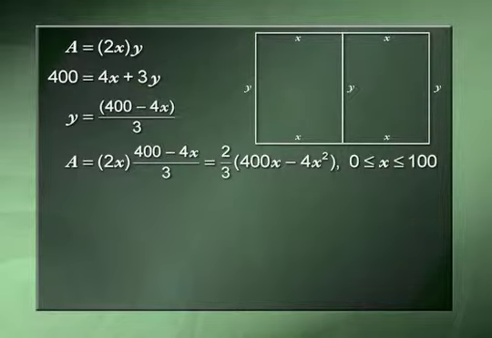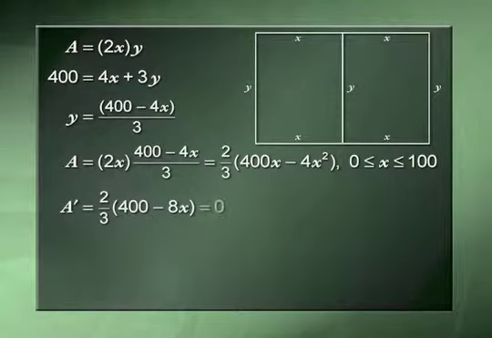All right, we have our area function. We know its domain. Let's differentiate. We get 2/3 times (400 minus 8x), and we set our derivative equal to 0 to find the critical numbers. And this one's pretty nice. When you set it equal to 0, you notice that x turns out to be 50, because 400 minus 8 times 50 is 0. 50 is the critical number.